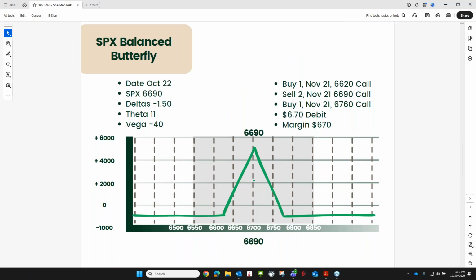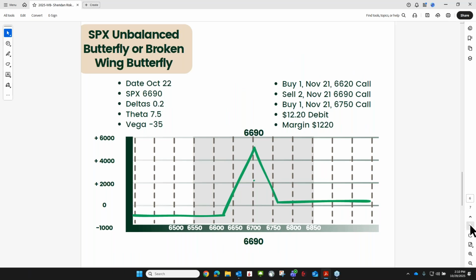And over time, you'll make more. So that's a balanced butterfly. And again, it's centered around selling a lot of times options with more extrinsic value, buying options around it with less extrinsic value. And Jeff, why don't you, if you could go to the next slide.